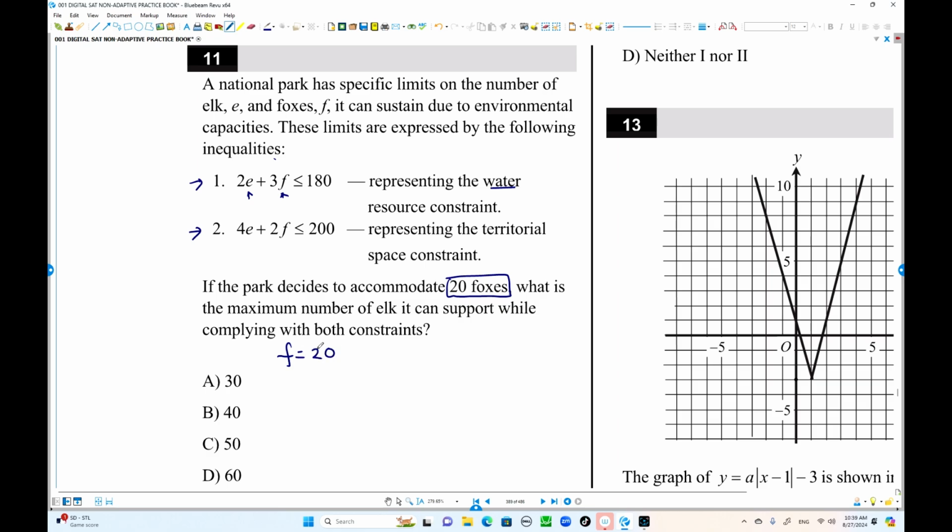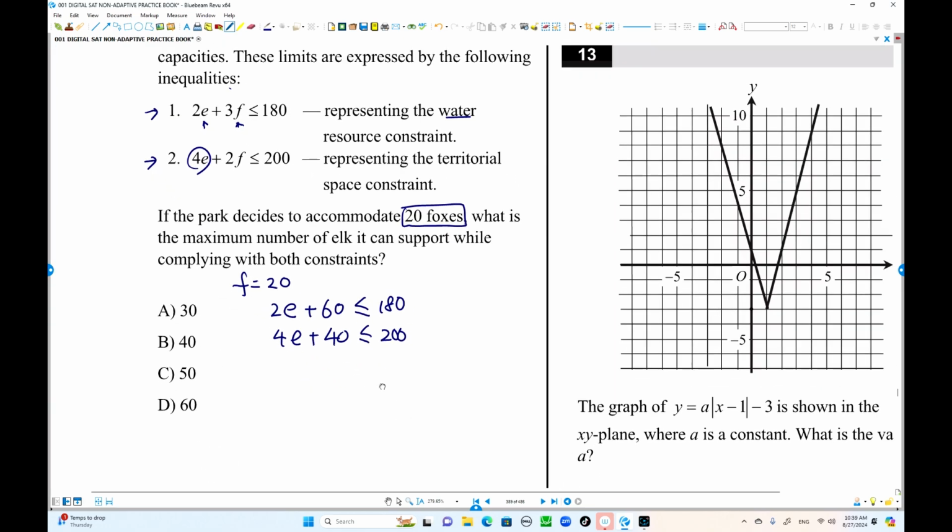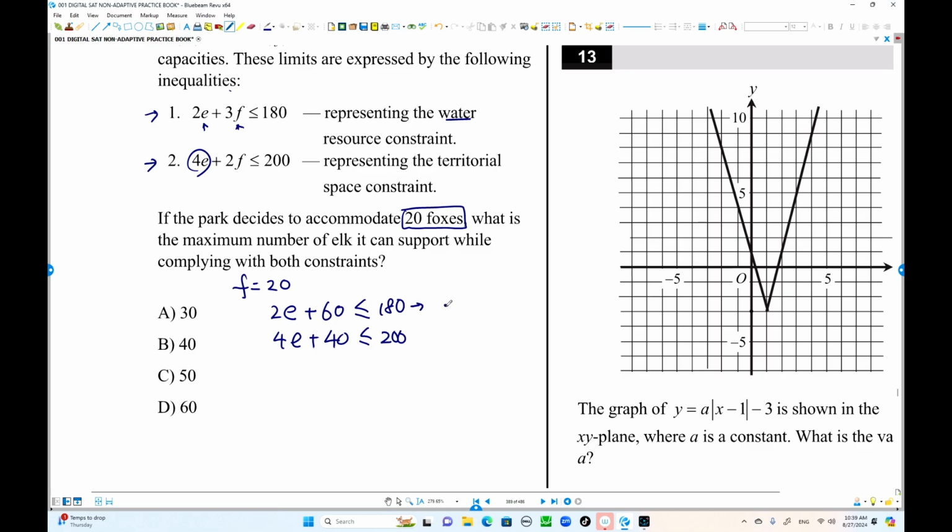So what is the maximum number of elk? Okay, so for this number F is in the equation. So we got this one, 2E plus 3 times 20 is 60, must be less than or equal to 180. And the next one is what? 4E plus 2 times F is 40, again, and this one is 200. But satisfy both two inequalities, right? So from here, 2E is less than or equal to 120. Okay, second one, 4E is less than or equal to 160.